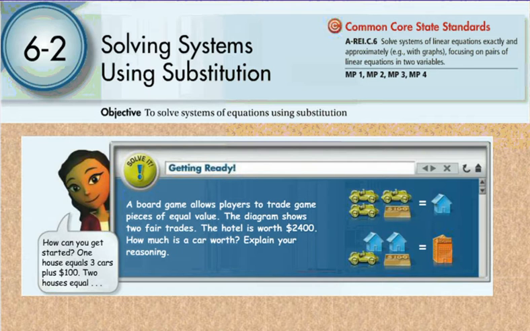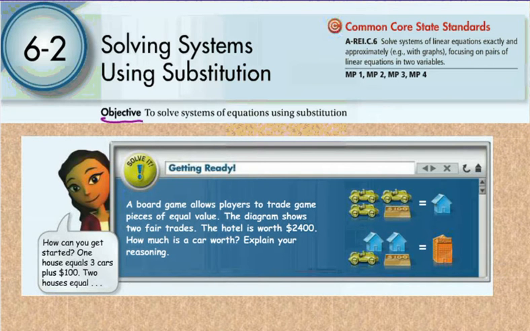Section 6.2 is all about solving systems of linear equations using substitution. So what is substitution? That's what you're going to find out. It is another method to solve systems of equations. This is our second method, other than the guess and check method. The objective, or the goal here, is to solve systems of equations using substitution.